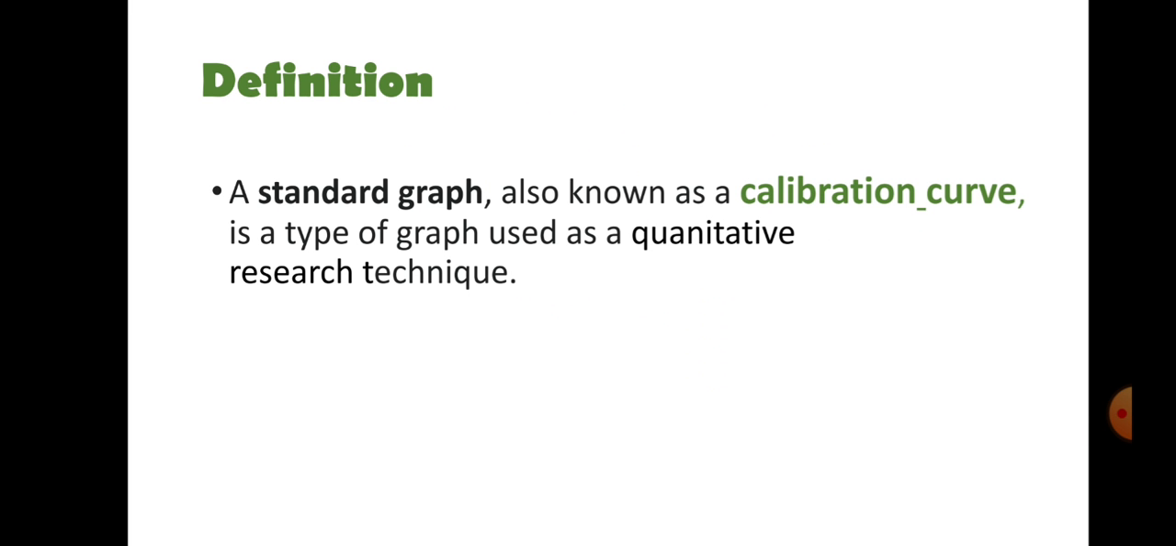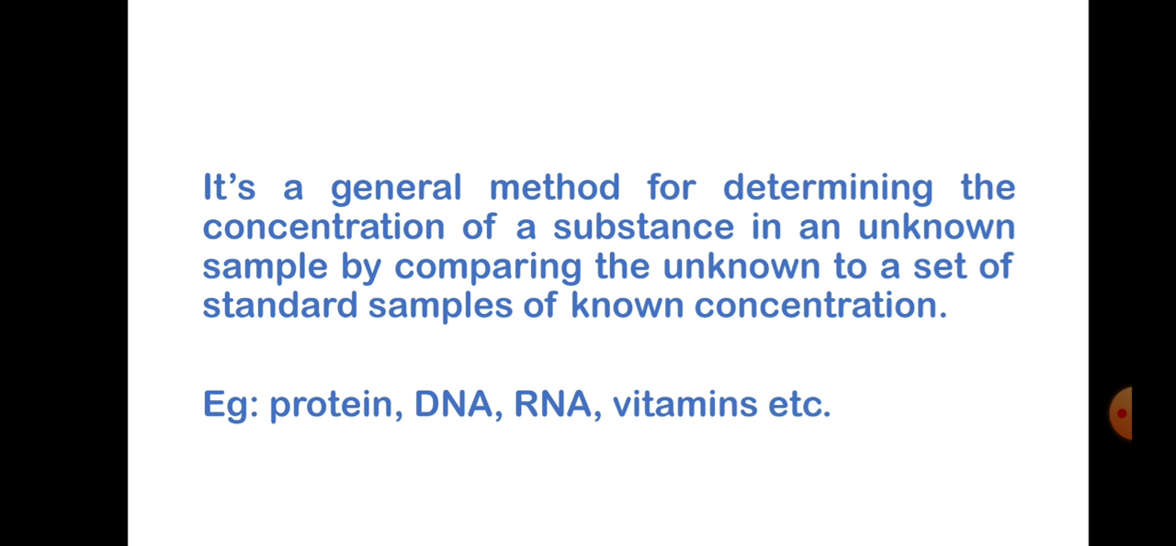A standard graph, also known as a calibration curve, is a type of graph used as a quantitative research technique. It is a general method for determining the concentration of a substance in an unknown sample by comparing the unknown to a set of standard samples of known concentration. Example: protein, DNA, RNA, vitamins, etc. The samples containing any of these can be determined using a standard curve or a standard graph.